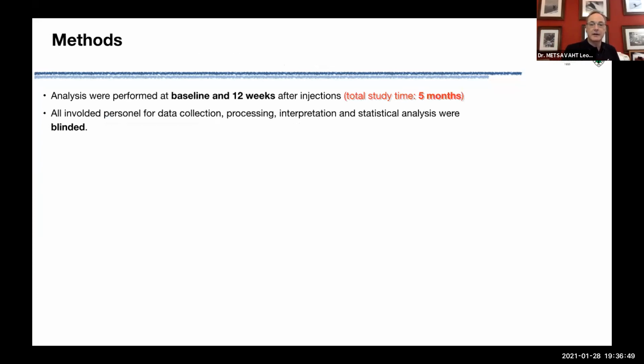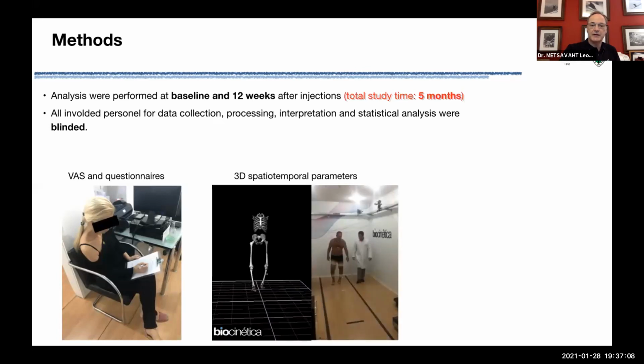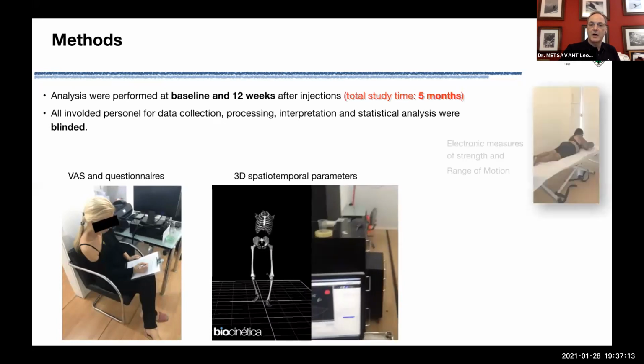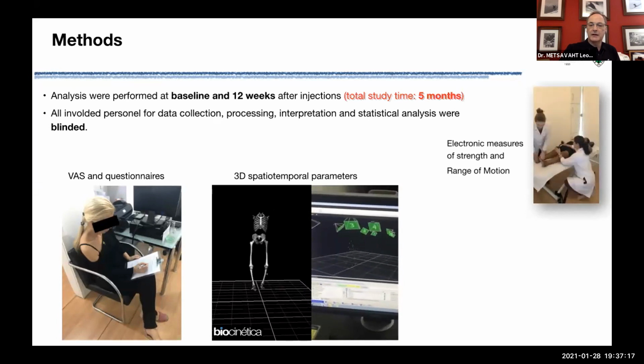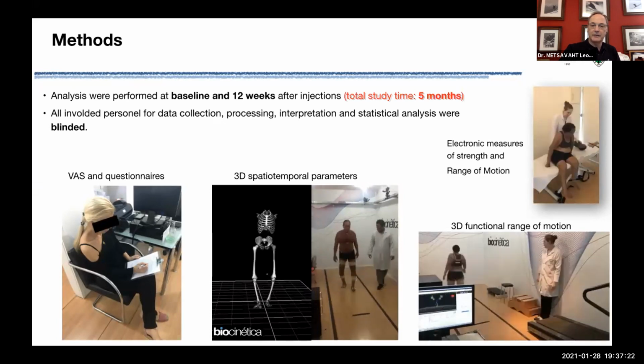Everybody was blinded. Everyone in the collecting, processing, interpretation, and statistical analysis had no idea to which group all the patients belonged. So they answered the questionnaires. They had the 3D spatial parameters analyzed before and after, and they had all the electronic measures of strength, range of motion, and functional range of motion of gait and squatting.